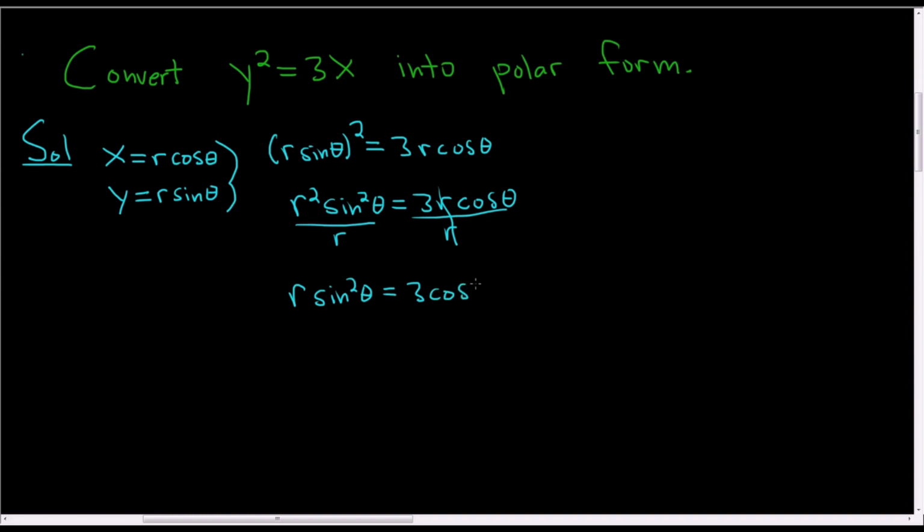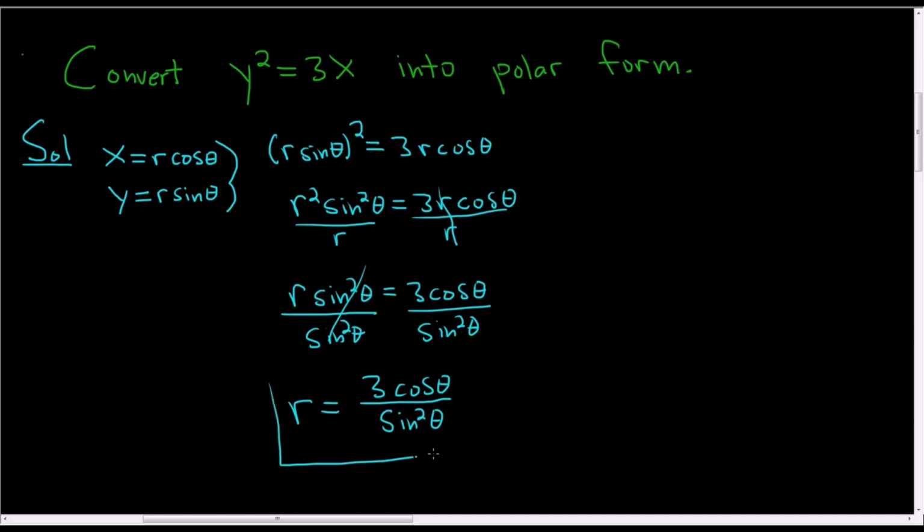To solve for r, just divide by sine squared. So sine squared theta, and then sine squared theta. That leaves us with r equals 3 cosine theta over sine squared theta. And that is the answer.